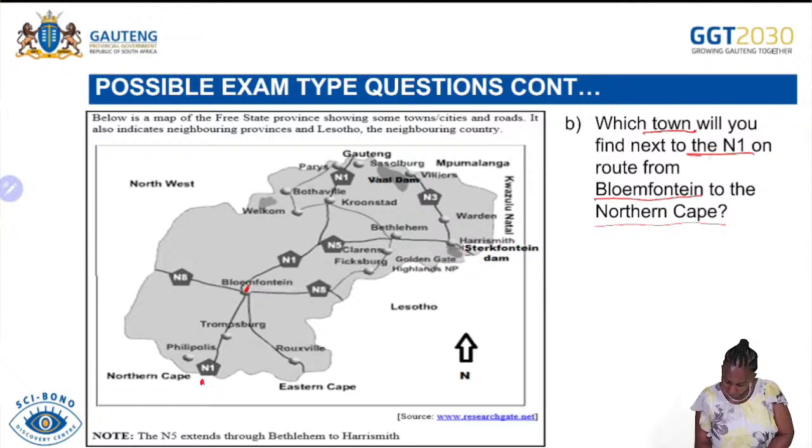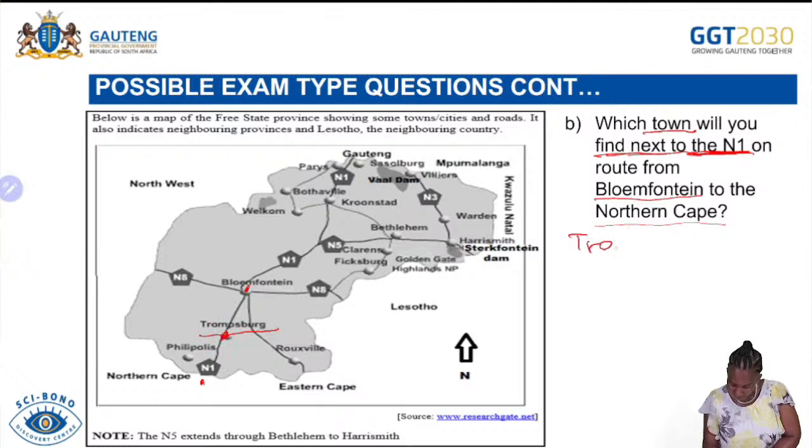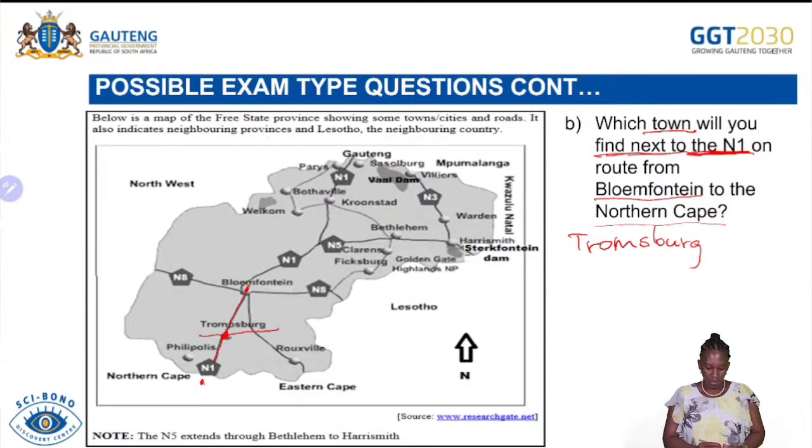And then they want us to identify and write down which town can be seen. So the town that you find next to the N1 is Tromsburg. As you can see, here's the Tromsburg. The answer is Tromsburg. That is the name of the town, because that is the only town that you find along the N1. I hope you got that answer correct, boys and girls.